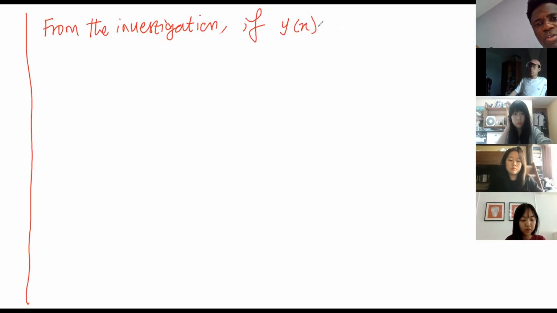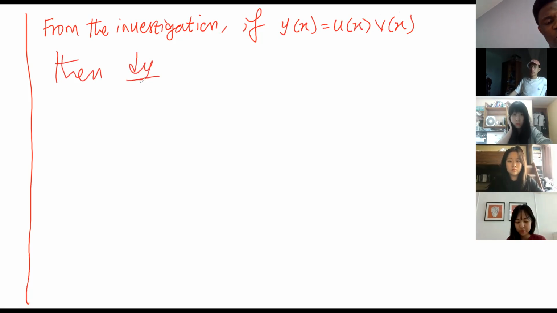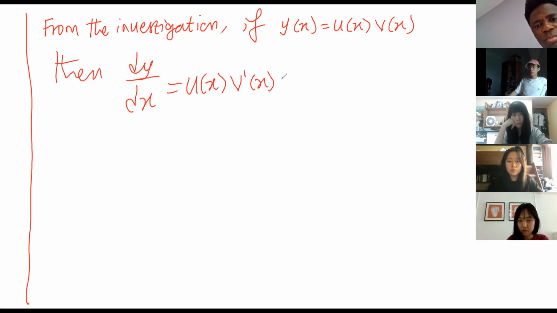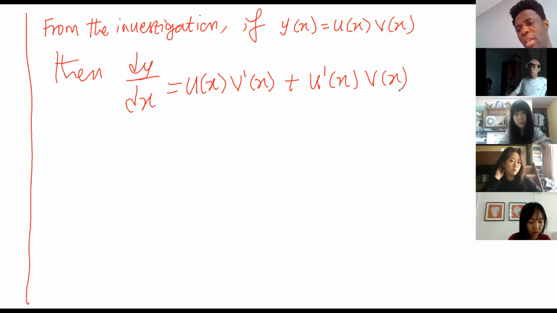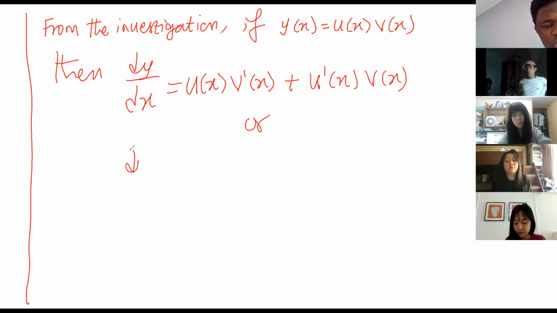If y of x is a product of u of x and v of x, then dy by dx is simply you pick the first one, don't differentiate, you differentiate the second one. Then you swap that order. You can now differentiate the first one and you pick the second one. If you pick this, you differentiate this. If you pick this one, you differentiate that. Something like that. Understood? Some write it this way, some write it the other way.